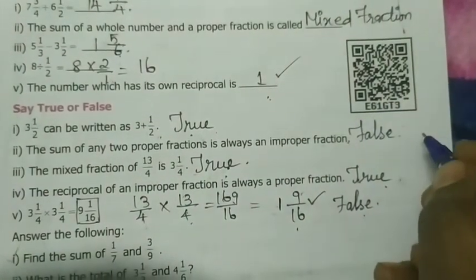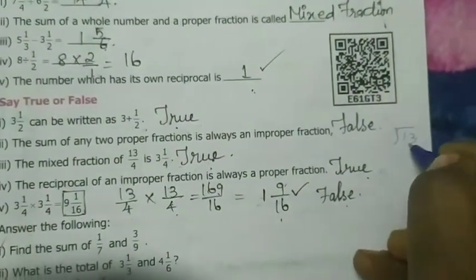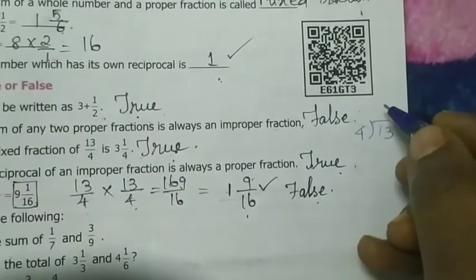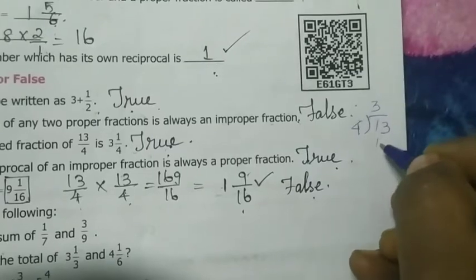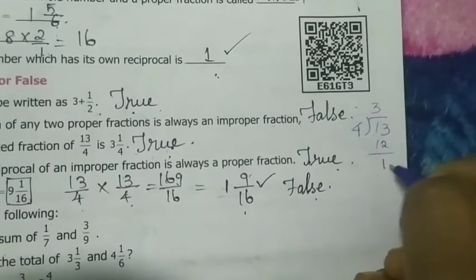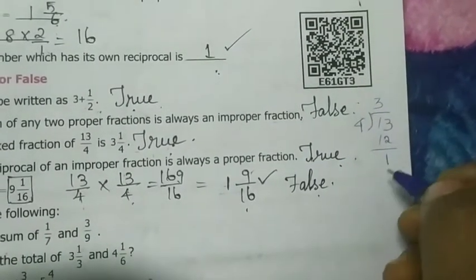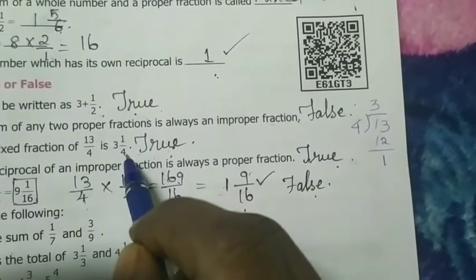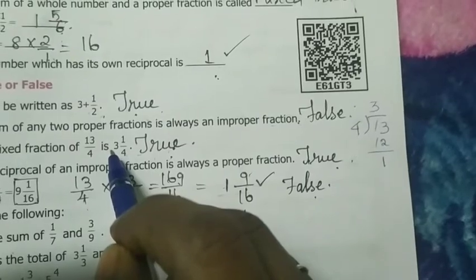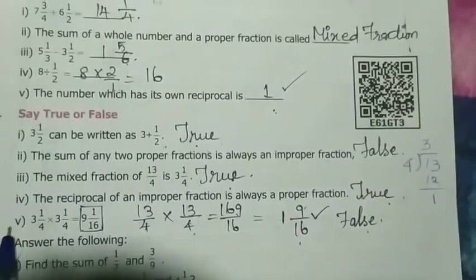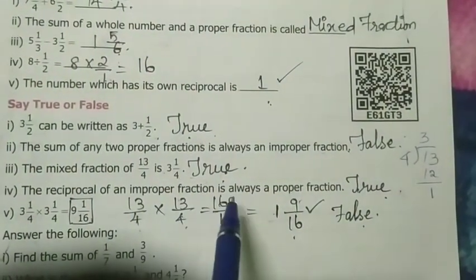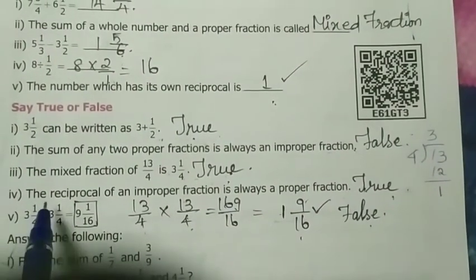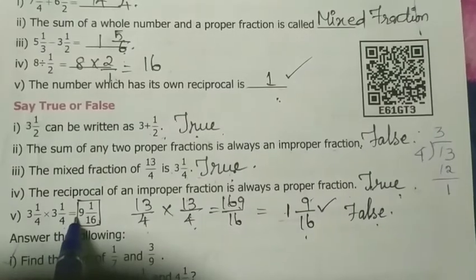Okay, so try this. How can we find this? Take the number 13 and divide by 4. 3 4s are 12, so the remaining is 1. This is the quotient and remainder. The remainder is the numerator, the denominator is 4, and the whole number is 3. It is correct. Next, the reciprocal of an improper fraction is always a proper fraction. It is true.